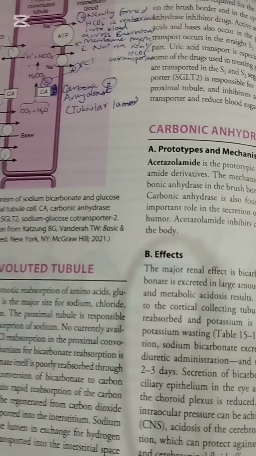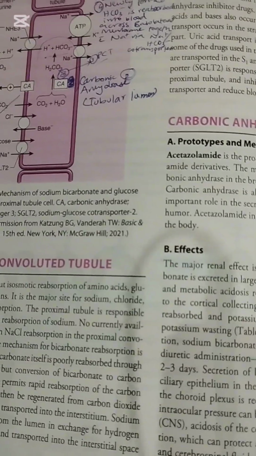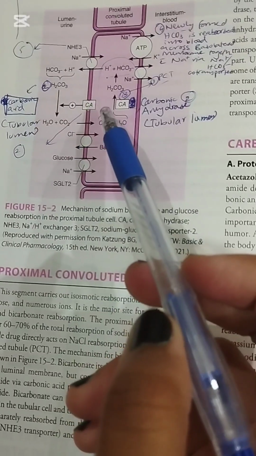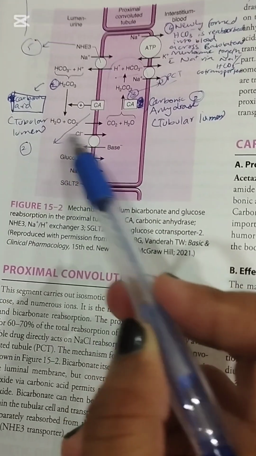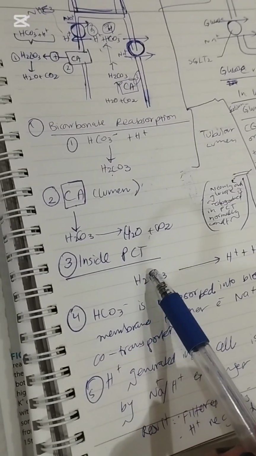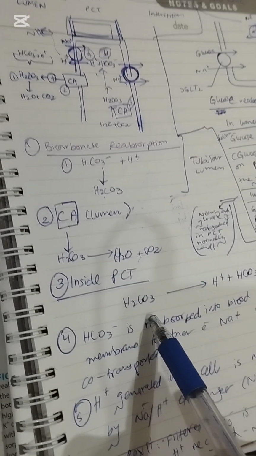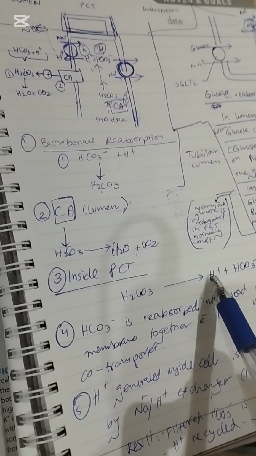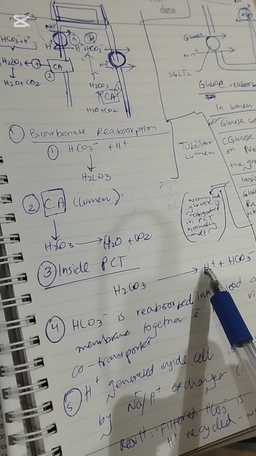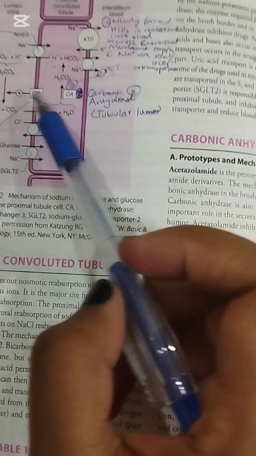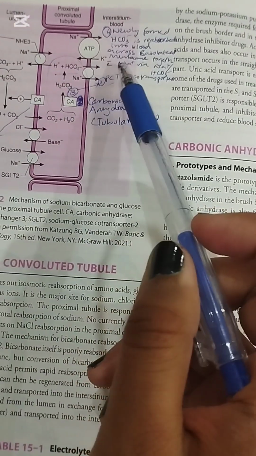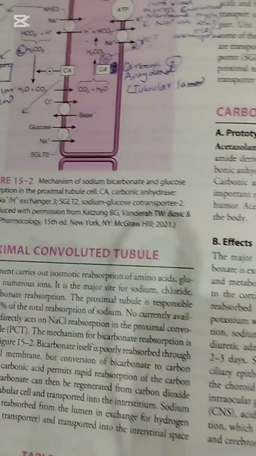Okay, so now let's talk about the second step. This happened in the lumen as well. In the second step, carbonic anhydrase is going to break down carbonic acid into water and carbon dioxide, which we can see here. Now the third step is going to happen inside the proximal convoluted tubule. What is going to happen is that carbonic acid is going to break down into hydrogen and HCO3 minus. So H2CO3 is going to be broken down into H plus and HCO3 minus. Okay, so this was the third step.